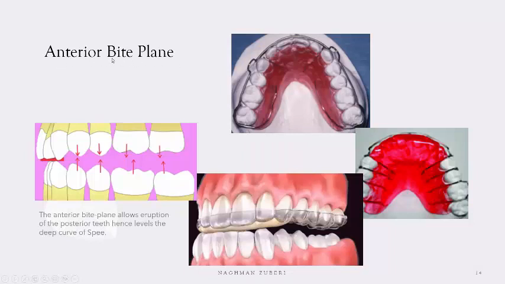The first and most commonly used appliance is a removable appliance, which we call the anterior bite plane. What it does is, the acrylic in the anterior segment lets the lower incisors touch the acrylic quite prematurely. Hence, there will be a gap between the posterior teeth, and the posterior teeth start over-erupting, leveling the curve of Spee. Leveling the curve of Spee, like this.